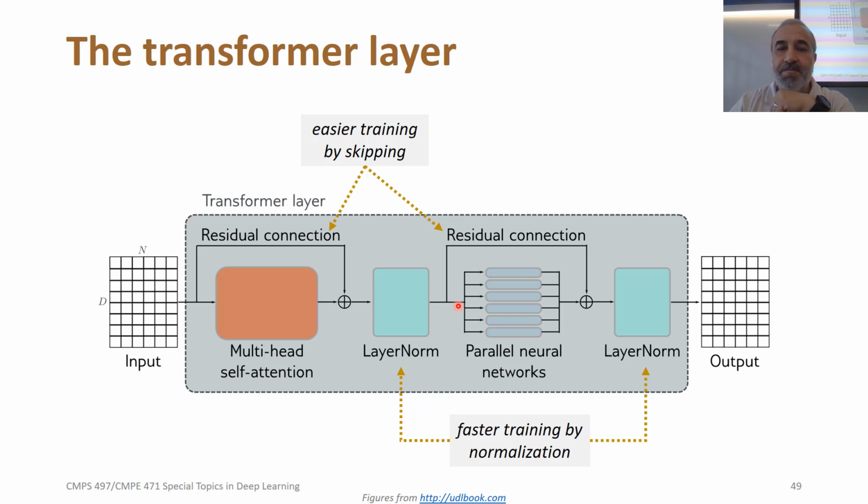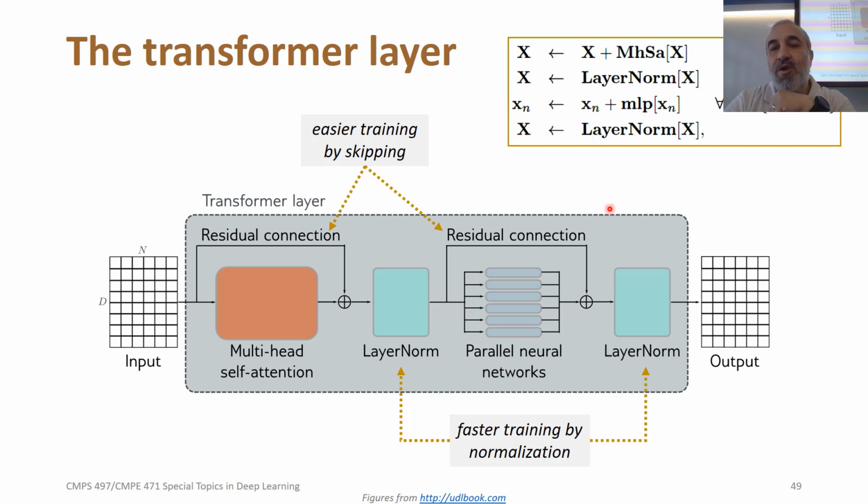This is just showing you the process in equations. So x is the input here, plus multi-head self-attention of x. And this is added back to x. So that x now is this. And then going through layer norm, which is the second equation here.